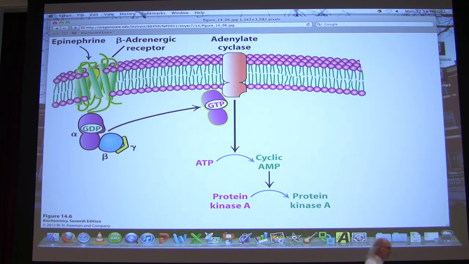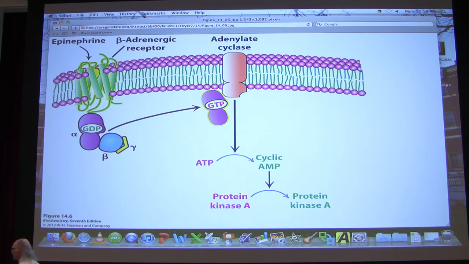Now, these target cells that I'll be describing to you here, we can think of as muscle and or liver cells, because these are both important for us to produce glucose in the case of the liver and get away in the case of the muscle cells. Okay? So epinephrine is released into the bloodstream. It travels. It hits the receptor.